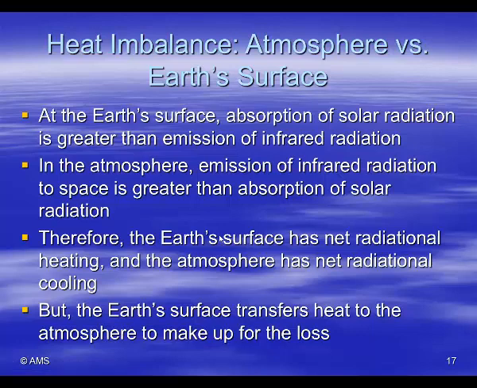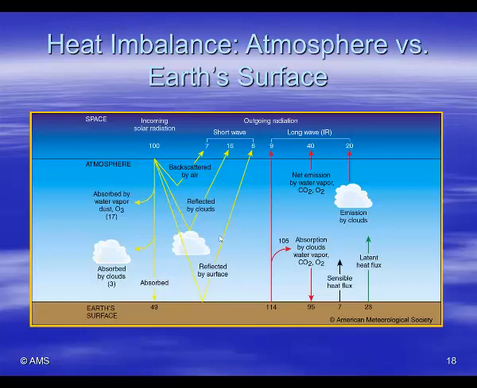So at the Earth's surface, the absorption of solar radiation is greater than the emission of infrared radiation. And in the atmosphere, the opposite is true. The emission of infrared radiation into space is greater than the absorption of solar radiation. Therefore, the Earth's surface has a net radiational heating, and the atmosphere has a net radiational cooling. But the Earth's surface transfers heat to the atmosphere to make up for this loss. So this is what it looks like.